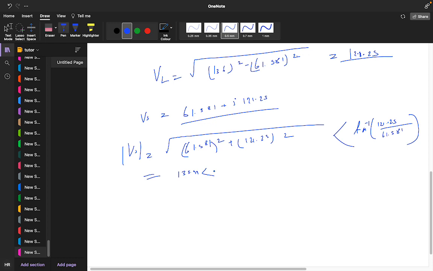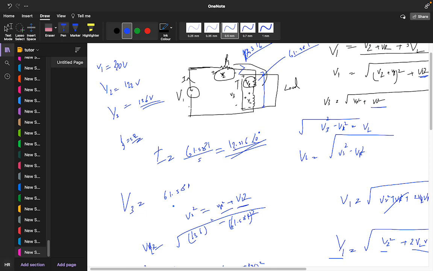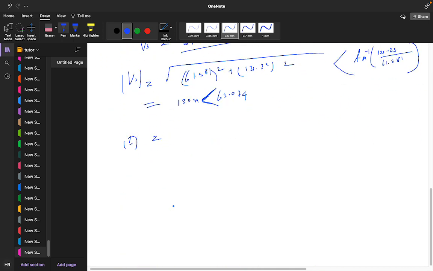135.99 at an angle, in degrees. I want it in degrees. Okay, 1 second. At an angle 63.074. You got the current. What was the current value? 12.316 at an angle 0 degree.